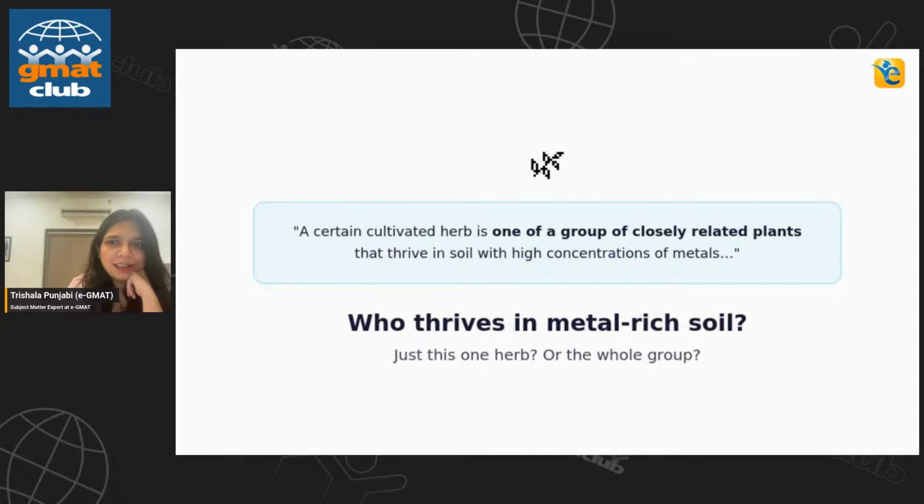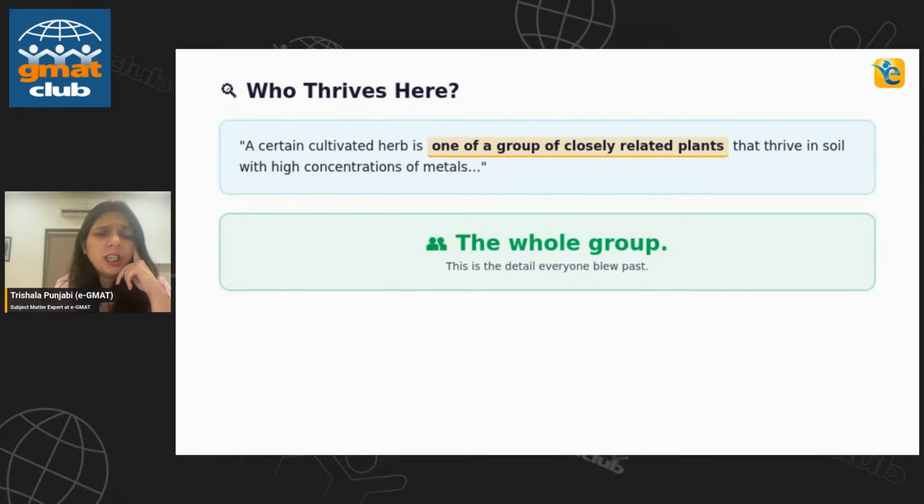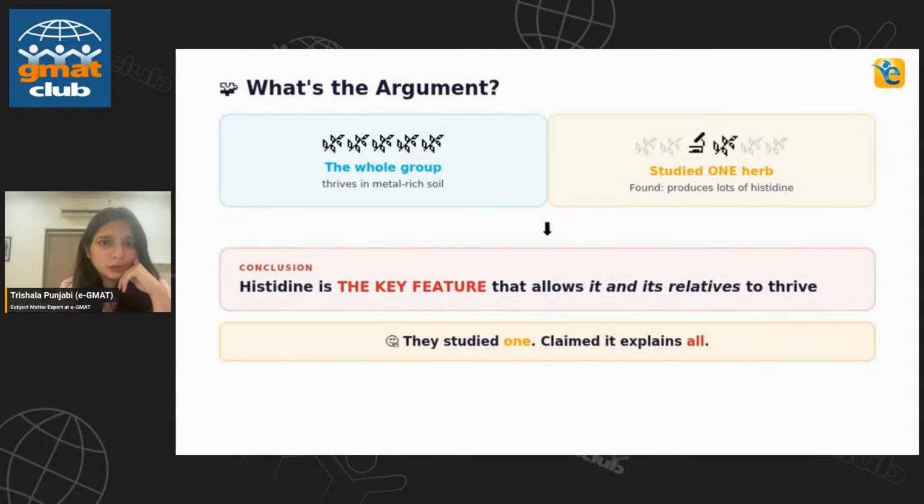So if we look at this entire argument, it says that a certain cultivated herb is one of a group of closely related plants that thrive in soil with a high concentration of metals. So who is thriving in metal-rich soil, just one herb or the whole group of herbs? It is the whole group of herbs, right? The entire group is doing it here.